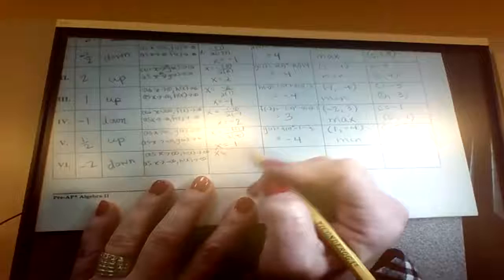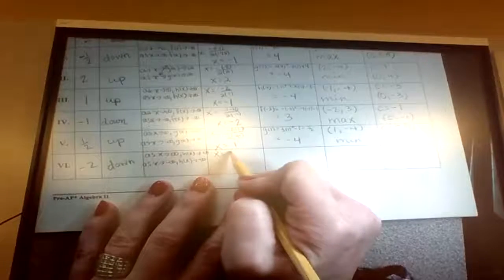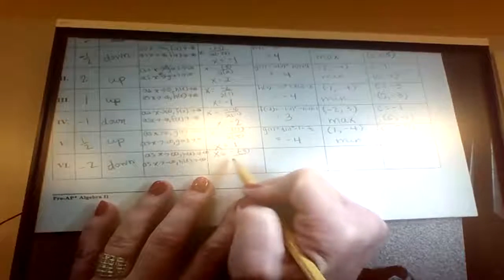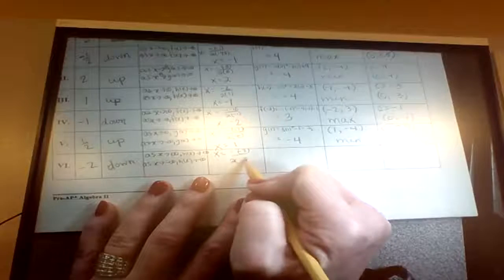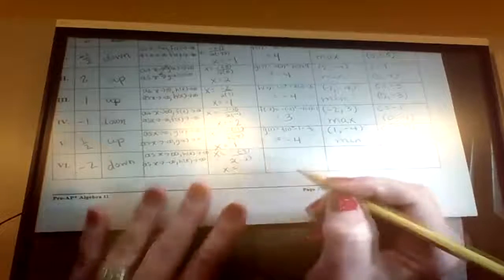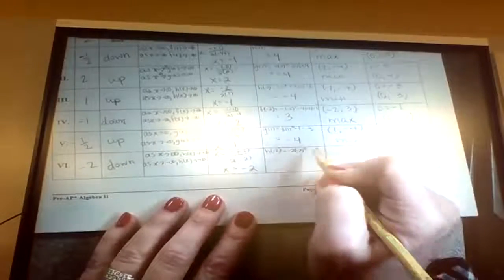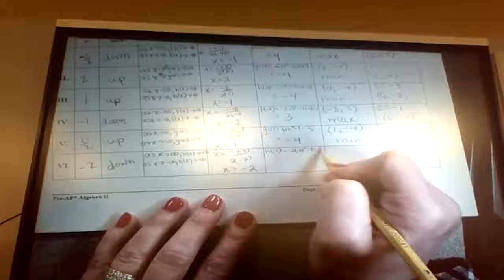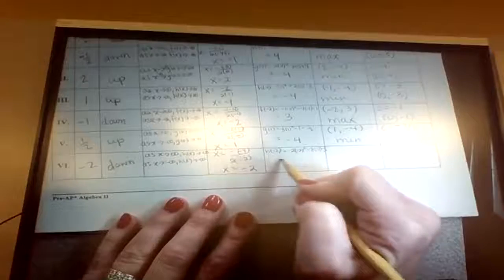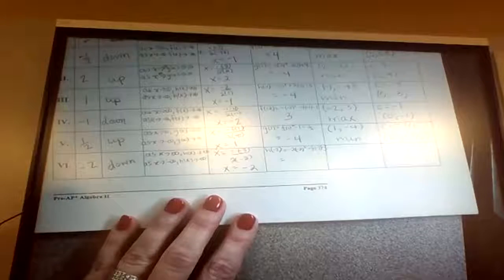X equals negative b over 2a. We're looking at negative 8 over 2 times negative 2. So what does x equal? Negative 2. And then you're trying to find h of negative 2. So you're looking at negative 2 times negative 2 squared minus 8 times negative 2 minus 3. So what is h of negative 2? Is it 5? It's 5.